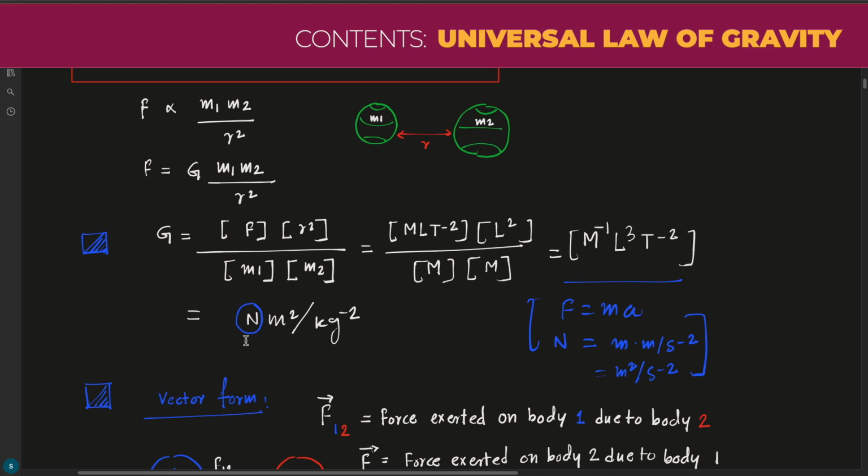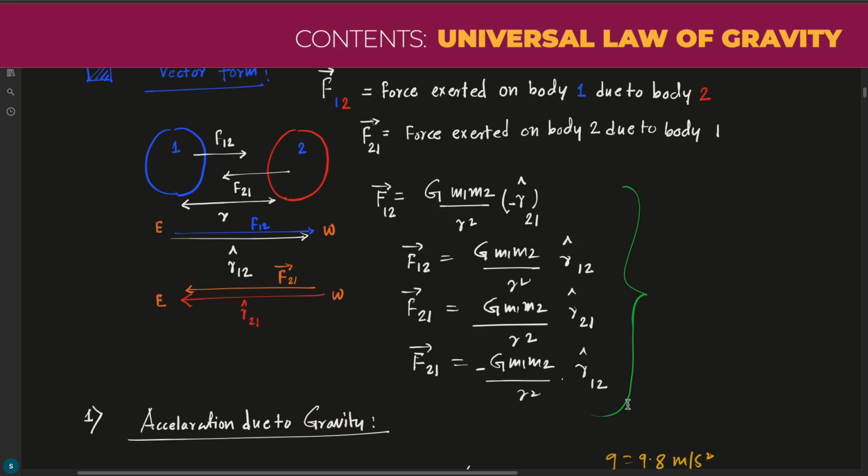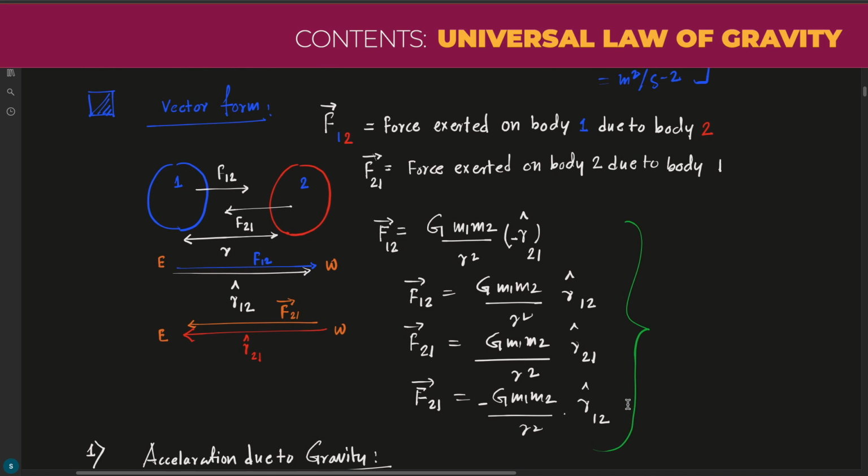So this is the formula for the universal law of gravitation, right? But if you want to write the unit in terms of dimension, for example here, F equal to ma, that is mass into acceleration. We know that the unit of acceleration is meter per second square, so you can easily write meter square per second to the power minus 2. Right, so this is a very important idea of the unit and the dimension for the gravitational constant. So now we'll move on to the vector form of the universal law of gravity.